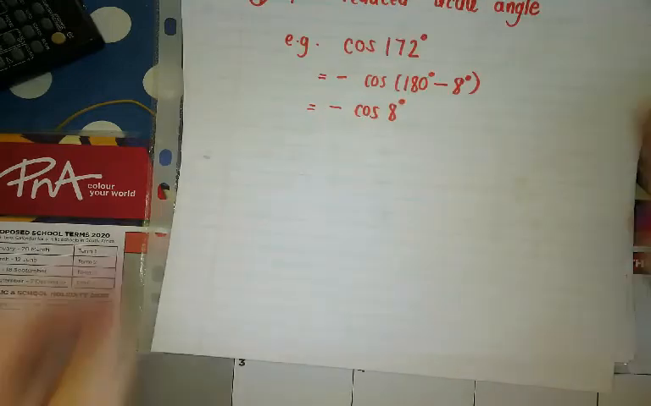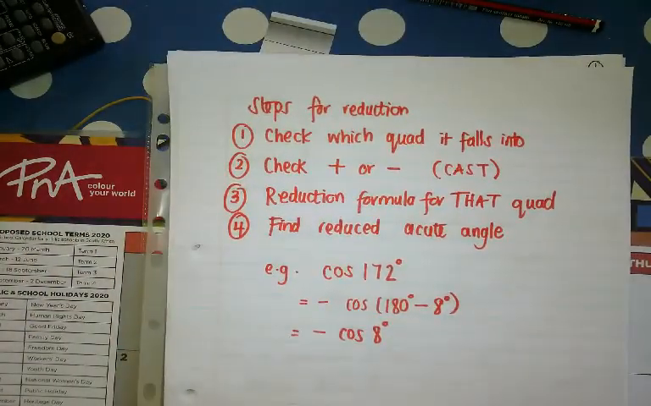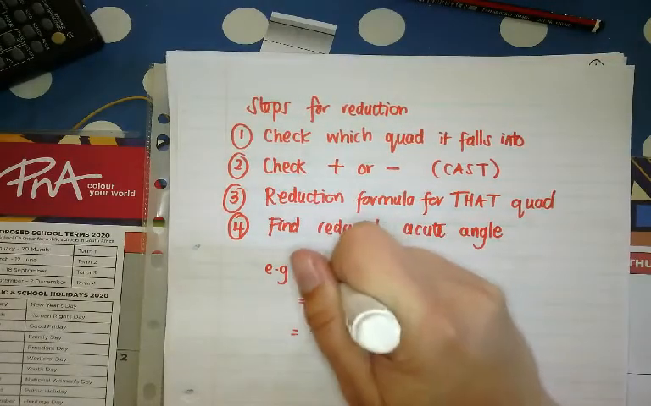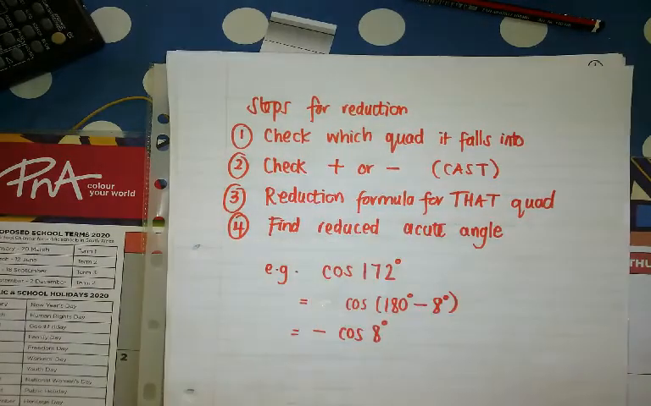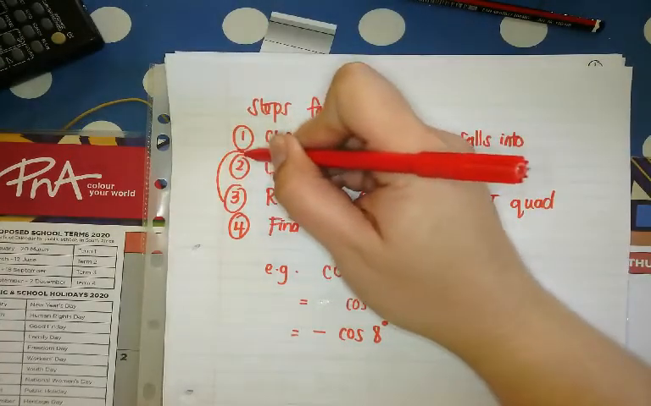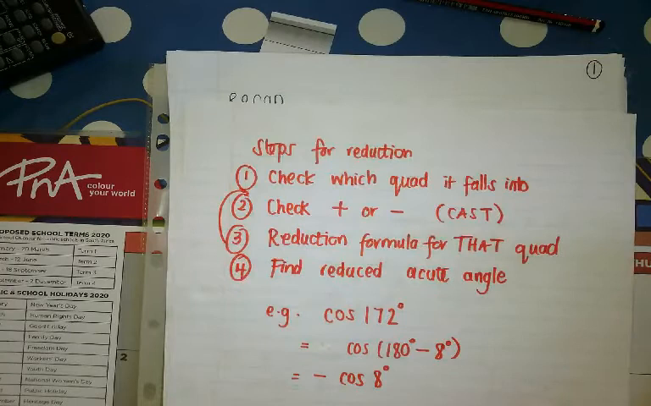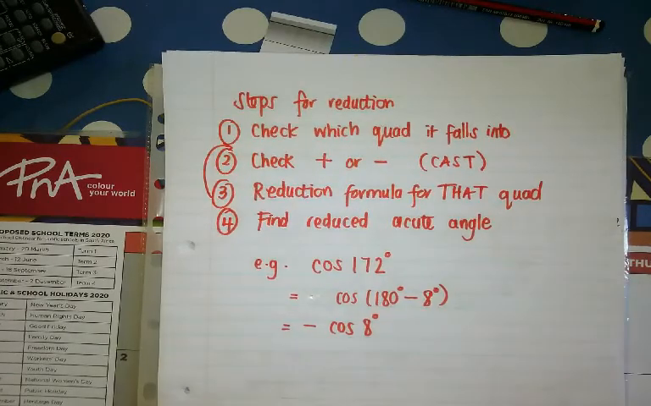Okay, so the steps for the reduction. I just want to take this out because I didn't want to do it at the end. So check which quadrant it falls into. I actually realized that finding your reduction formula first is better, but you can do either one at the same time, and then find your reduced acute angle. And we are going to practice that now.